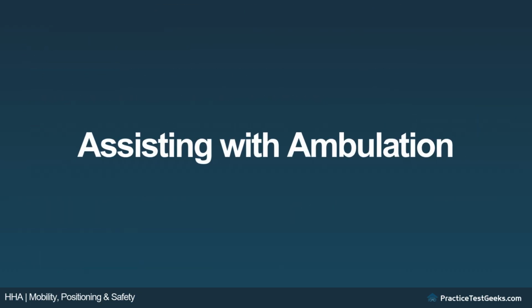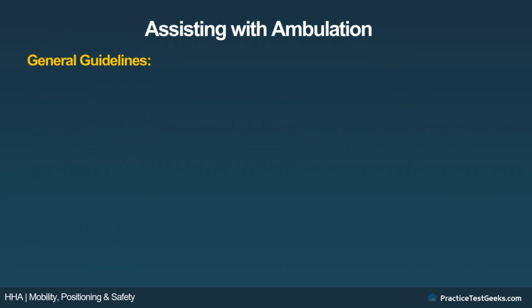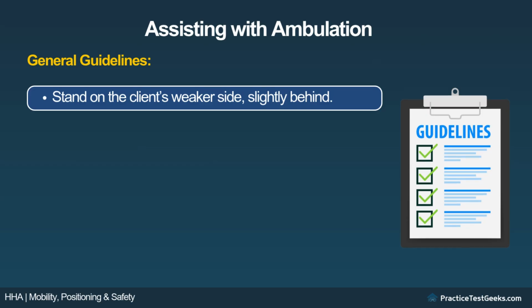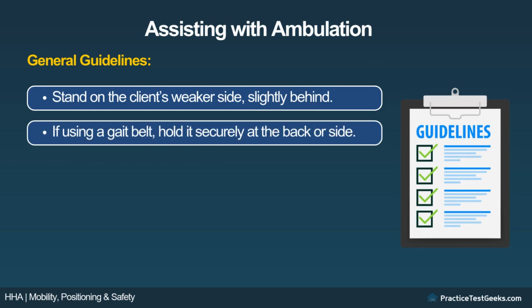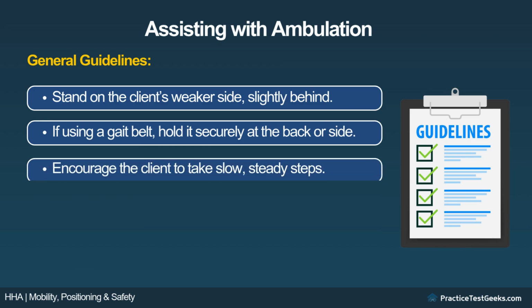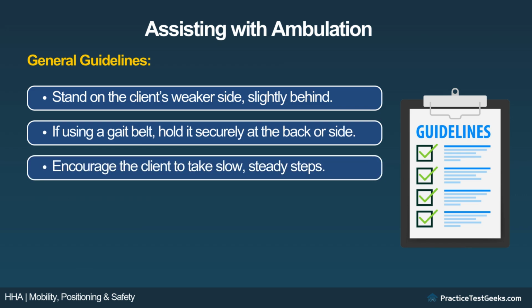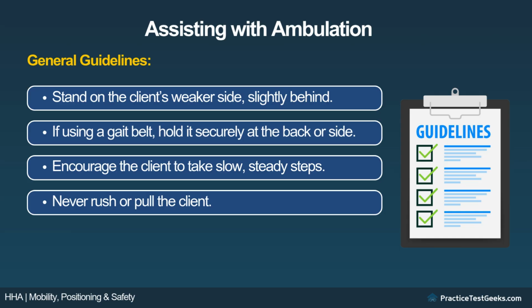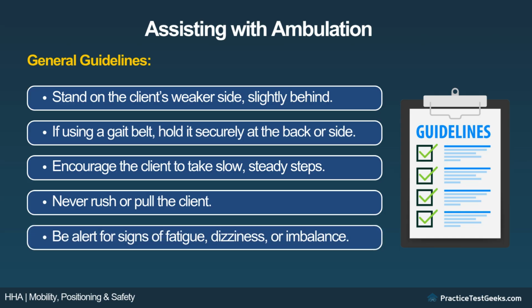Assisting with ambulation. General guidelines. Stand on the client's weaker side, slightly behind. If using a gait belt, hold it securely at the back or side. Encourage the client to take slow, steady steps. Never rush or pull the client. Be alert for signs of fatigue, dizziness, or imbalance.